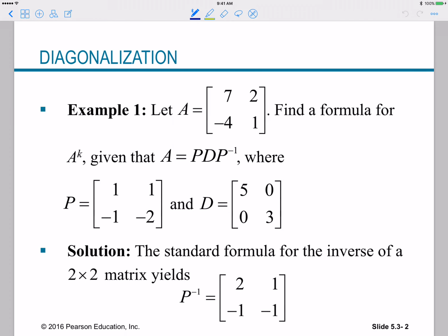Diagonalization means you basically change your input matrix into a simpler form, a diagonal matrix. So you are given a matrix, and then you change it to a diagonal matrix. How we do it is by using the similarity transformation.